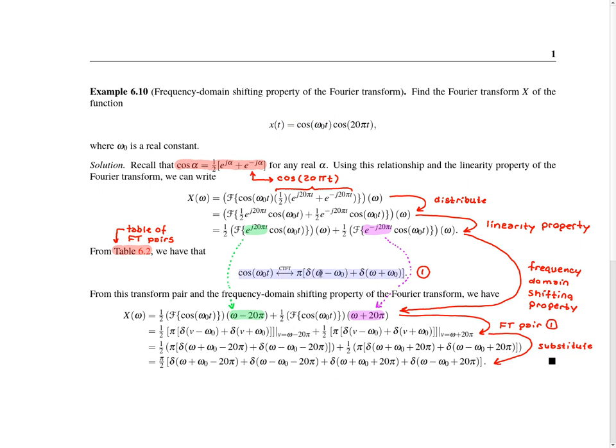In other words, this particular pair here that I've highlighted. So if we didn't have this cos 20 pi t here, we would know how to find the Fourier transform just by looking it up in our Fourier transform table. But somehow we need to deal with this cos 20 pi t. And what we're going to do here is use the modulation property in order to deal with this cos 20 pi t.